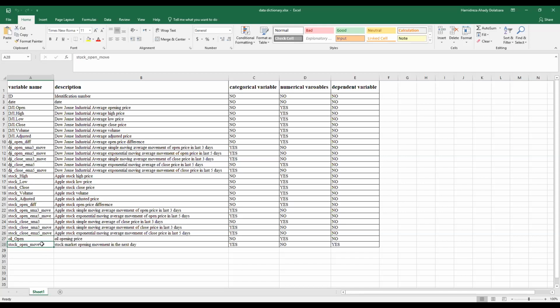And the last one is our dependent variable. It's the one that we want to predict. As you see, stock open means this is Apple stock's open price, and we are looking at the movement. Is it going to increase or decrease? Again, since there's a move at the end of the variable name, it means this is a categorical variable. It's talking about whether it is an up movement or down movement.